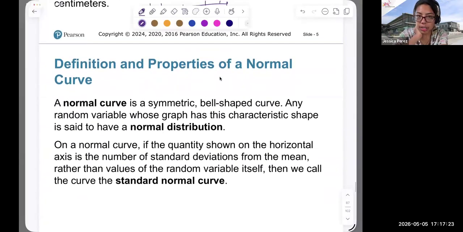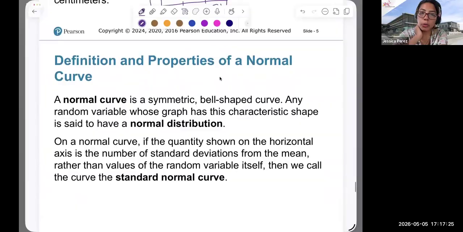Now, the definition and properties of a normal curve. A normal curve is a symmetric bell shape. So it looks like this, where you can have symmetry. It looks like a bell shape. Any random variable whose graph has this characteristic has a normal distribution. So one thing is a normal curve. The other thing is if the random variable falls within this category, it will have a normal distribution.